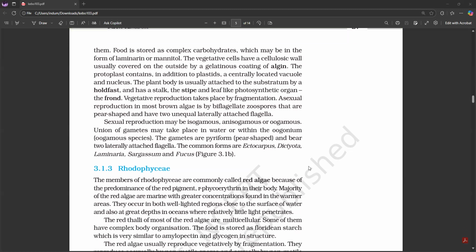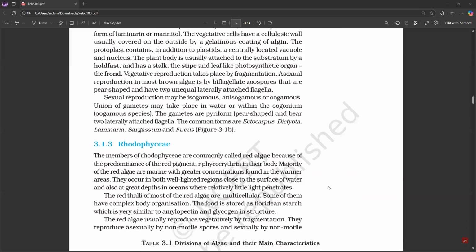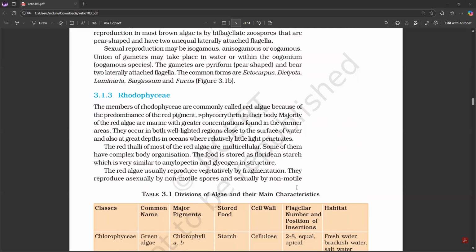Asexual reproduction in most brown algae is by biflagellate zoospores that are pear-shaped and have two unequal laterally attached flagella. Sexual reproduction may be isogamous, anisogamous, or oogamous. Union of gametes may take place in water or within the oogonium in oogamous species. The gametes are pyriform, pear-shaped, and bear two laterally attached flagella. The common forms are Ectocarpus, Dictyota, Laminaria, Sargassum, and Fucus, Figure 3.1b.